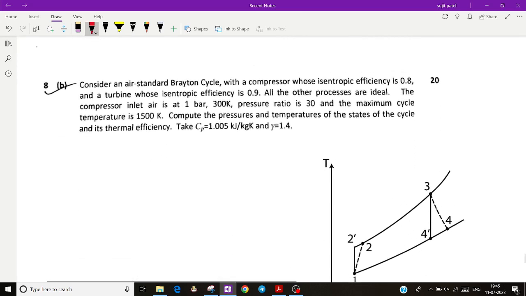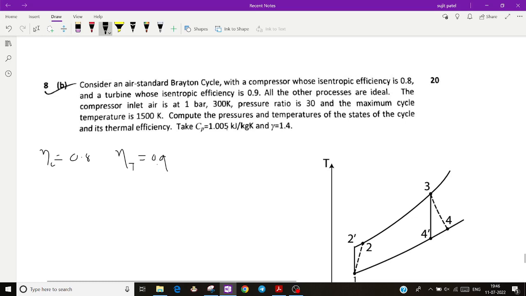Now the next question: consider a standard Brayton cycle with a compressor whose isentropic efficiency is 0.8 and a turbine whose isentropic efficiency is 0.9. So the compressor efficiency is 0.8 and the turbine efficiency is 0.9. All the other processes are ideal, that means heating and cooling are ideal.